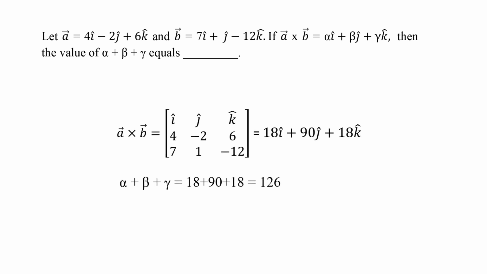So we have to find A cross B, that comes out to be 18i cap plus 90j cap plus 18k cap. So alpha here is 18, beta here is 90, and gamma will be 18 again. So alpha plus beta plus gamma is 18 plus 90 plus 18, that is 126. The answer is 126 for this question.